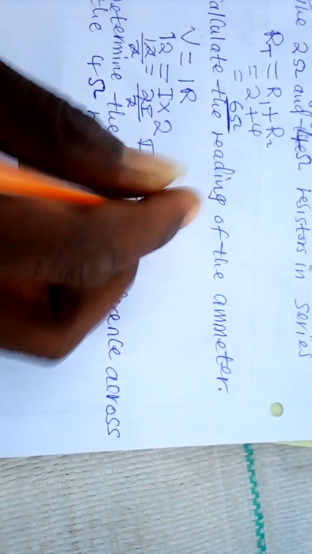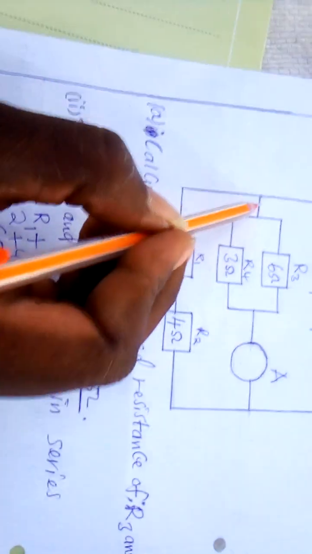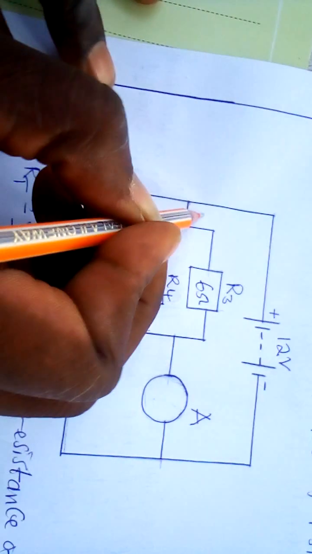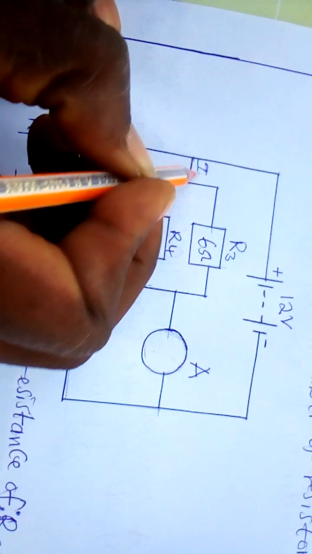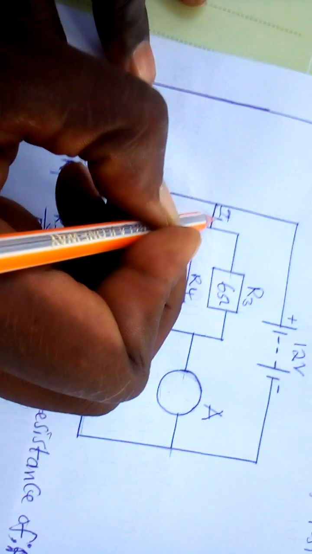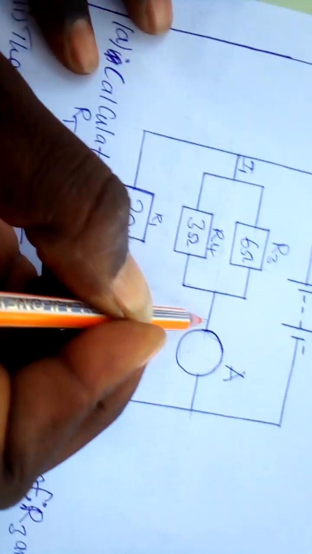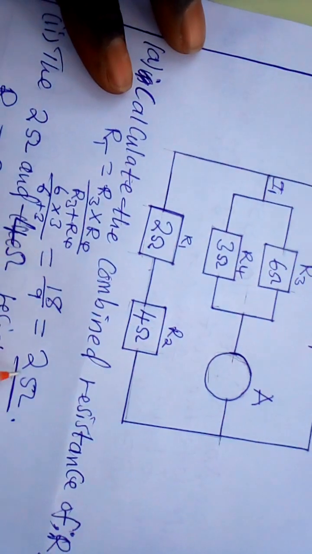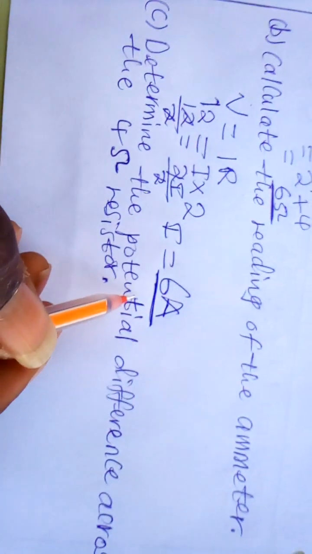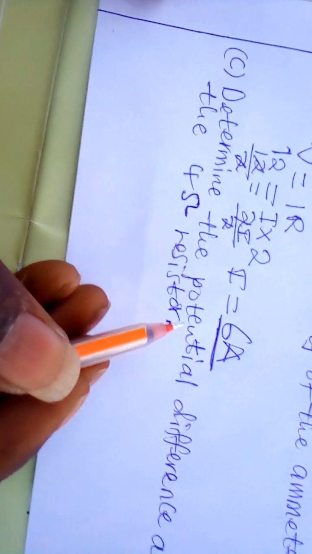So you have seen how we have calculated the current here. This is current 1, which is passing through this. So we have calculated current 1 as 6 amps. Okay. So now let's go to the next question.